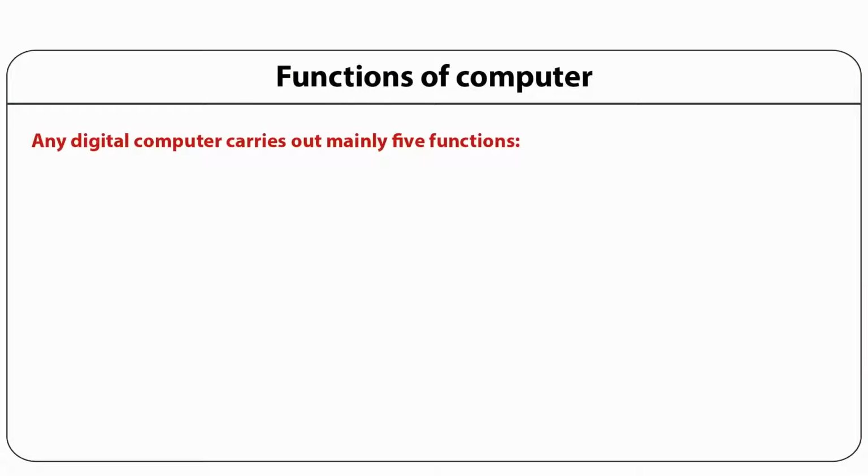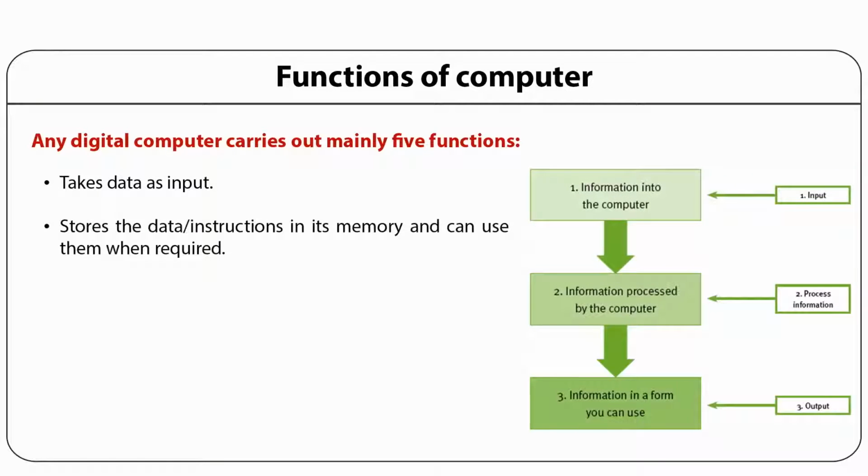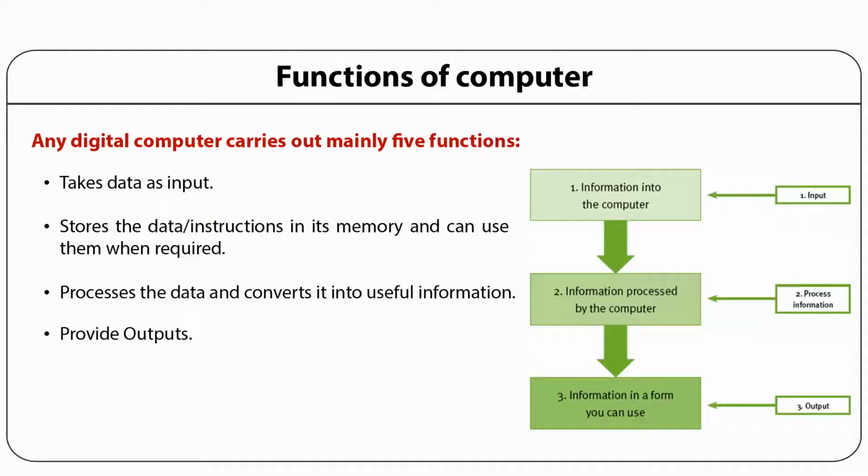The functions of a computer can be categorized into 5. It mainly takes data as input, stores the data and instruction in its memory and uses them as and when required. It processes the data and converts it into useful information. It provides the output and controls and manages all the above 4 functions.